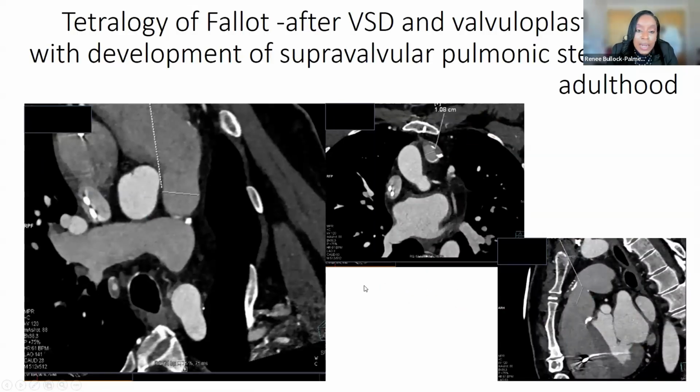Another case of a patient here, so this is actually a still frame of a patient that had supravalvular pulmonic stenosis. You can see here, this is the RVOT, the pulmonic valve, and you can see a very tight stenosis here above the ventricle, and you can see that here in the cross-sectional view that it is very kinked. And in this particular case, this patient was referred for surgery to have that fixed as well.